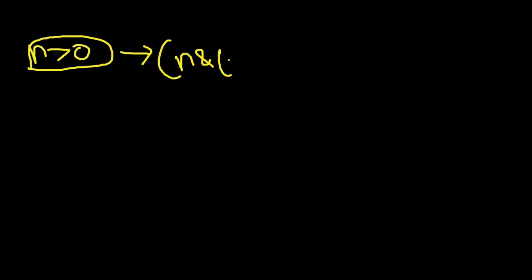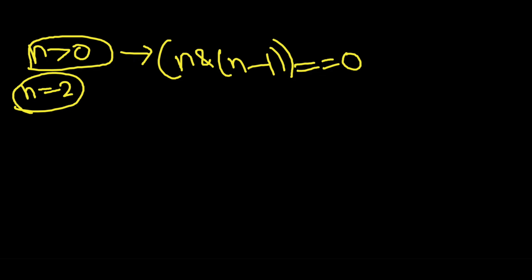Okay, so first we'll see if n is greater than 0 or not. Is n greater than 0? If it's greater than 0, only then we'll move to the next part, that is n should not be negative or 0 to be a power of 2. So let's next see if n and n minus 1 equals 0 or not. Why this case? If n is a power of 2, then it will have only one bit with 1 as the most significant bit.